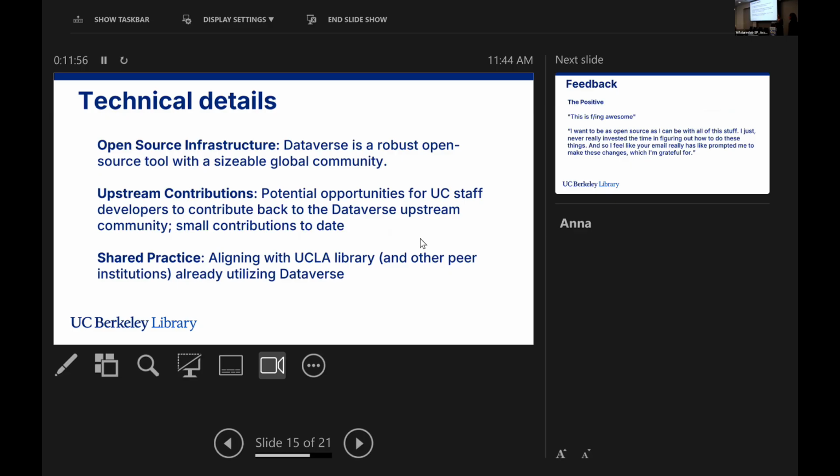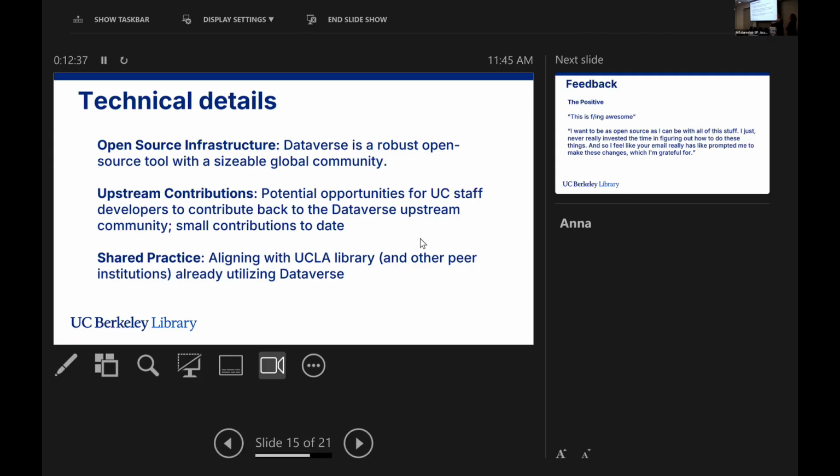And a couple of brief technical details. We did a really thorough review of what our different repository options could be at UC Berkeley. We had a whole matrix that I would be happy to share with all of you. And we landed on Dataverse largely because of how robustly open source it is and how supportive the community is. There were a lot of potential opportunities for our UC staff, the developers in the library, to contribute back to the Dataverse community, either through the monthly meetings or through the annual conference. We have small contributions to date that will grow in the coming years.